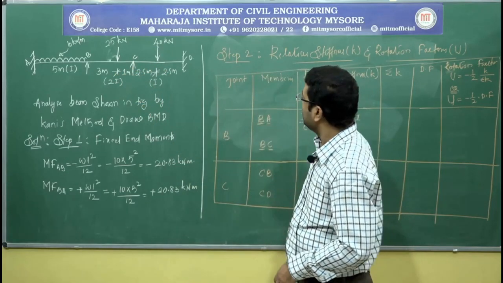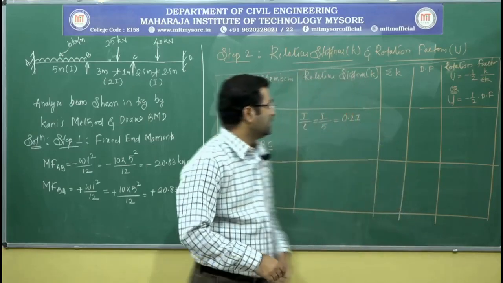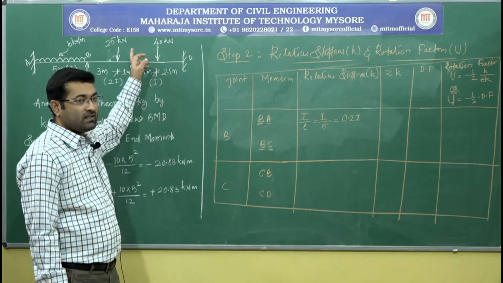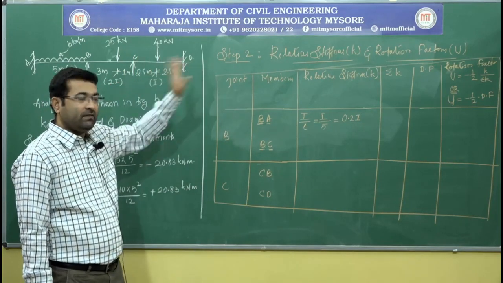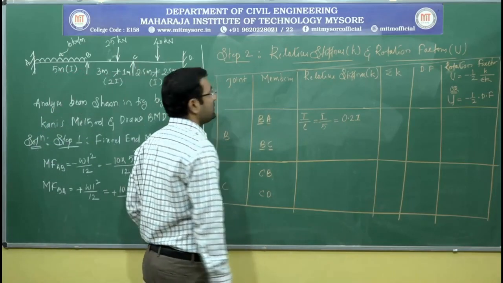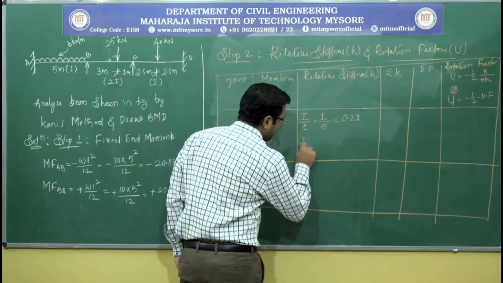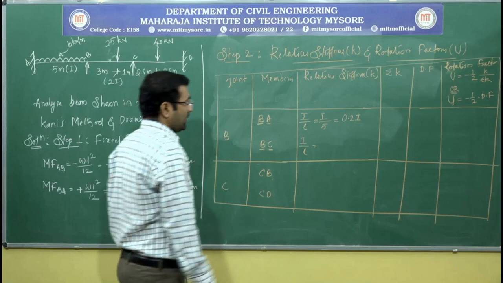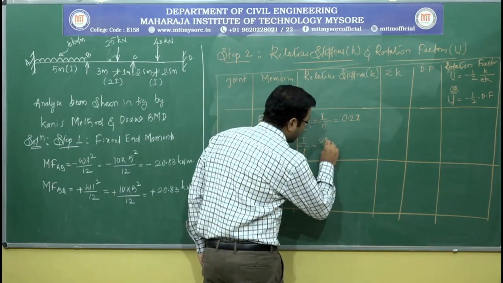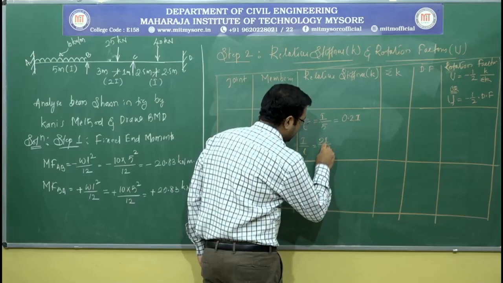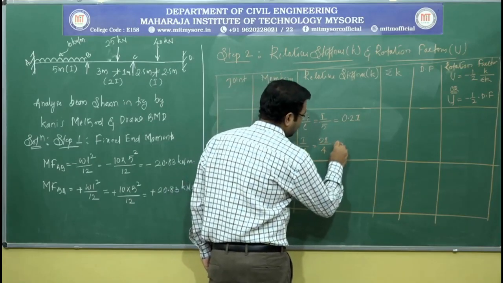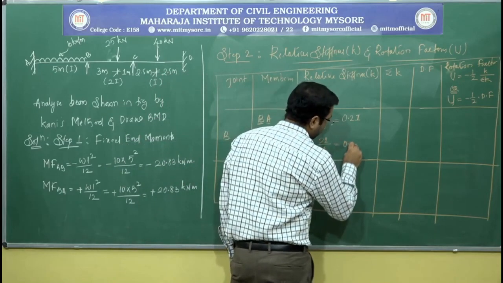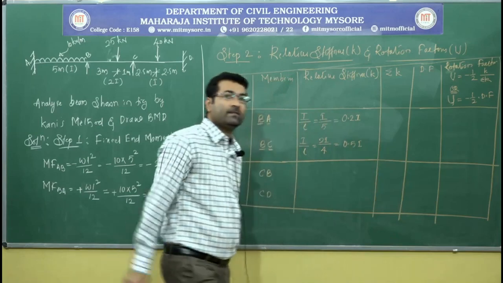Okay. So now for the BC member, C is the far end, and as it is an intermediate support, we treat it as a fixed support. So for a fixed support, the relative stiffness is again I by L. The I value here for the BC member is 2I. So it is 2I by L, where L is 4 meter. So that gives you the value of K as 0.5I.